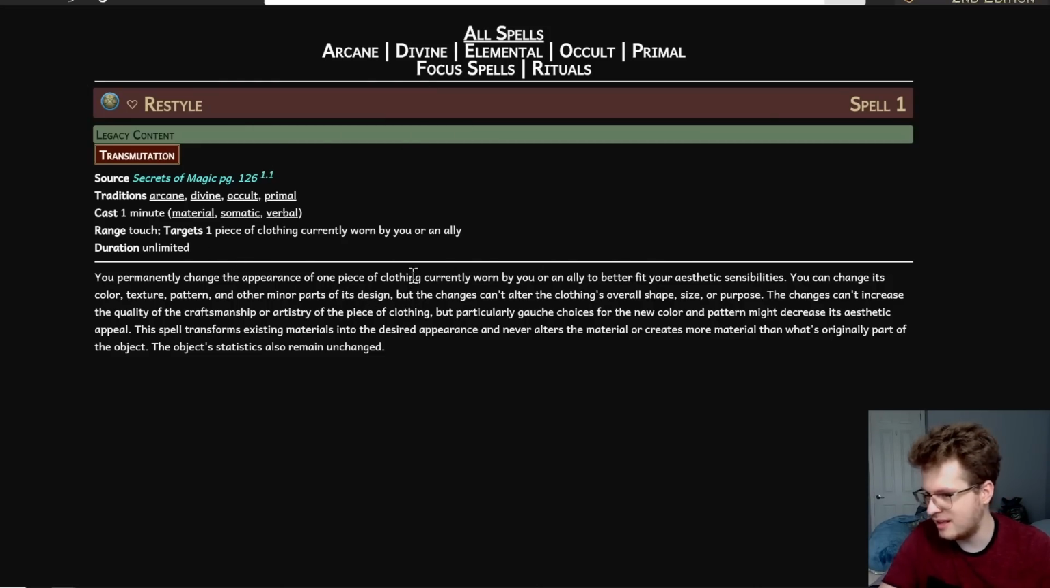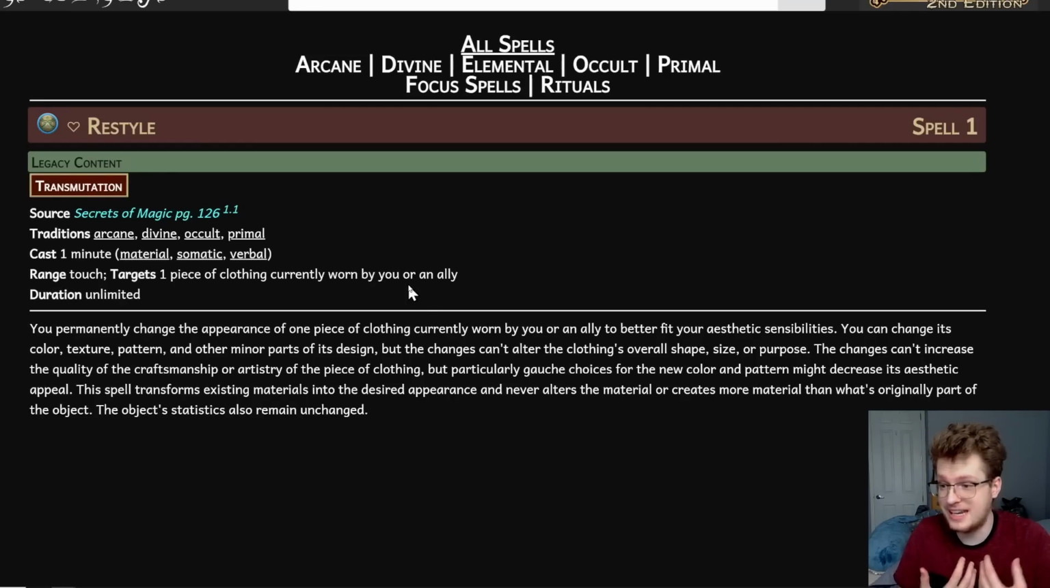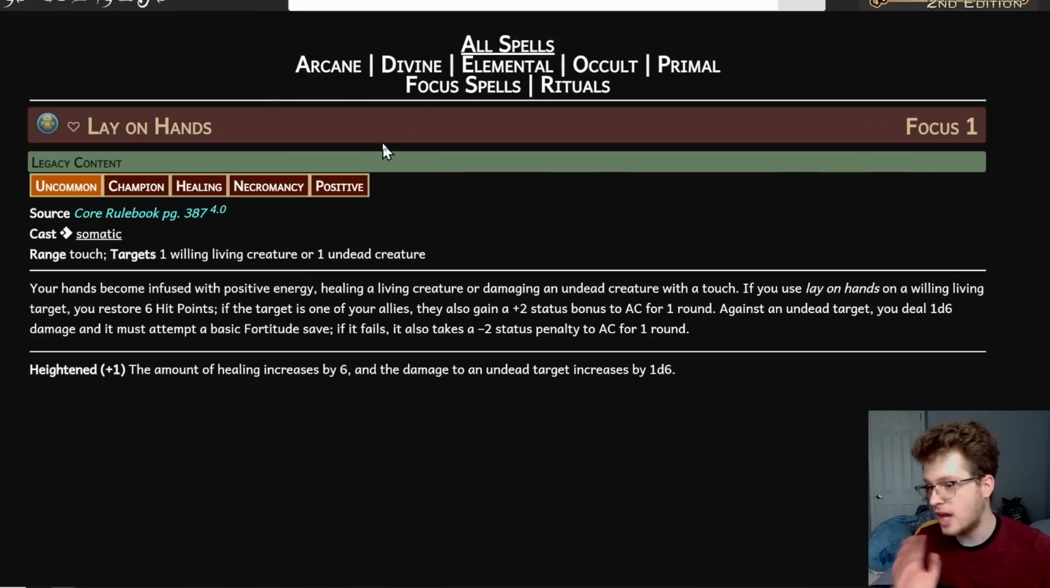And restyle is a way for you to get dyes effectively. So you can change the color of an outfit just by using this spell. And as such, it justifies why so many of the Pathfinder characters have such colorful outfits, because, well, you can easily dye anything with a first rank spell. And that's easy enough. Now, on the topic of businesses, I want to talk about healthcare.